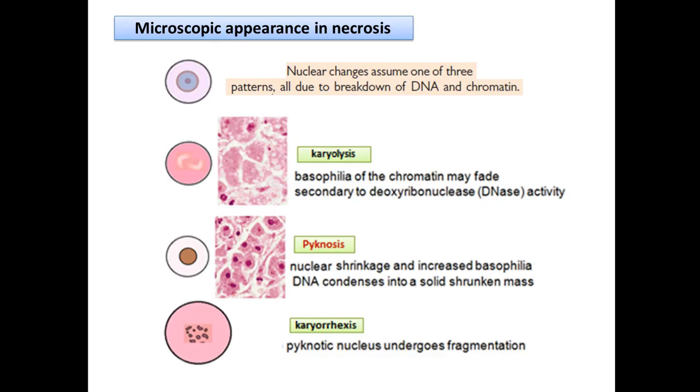So in this slide you can see the normal cell at the top, and karyolysis, where you can see that the blue color is very faint, with fading of the basophilia. In pyknosis you can see the nucleus has been shrunken and condensed into a solid mass due to the acidic environment produced by lactic acid accumulation from anaerobic glycolysis. And lowest is the pyknotic cell which is broken down into fragments.